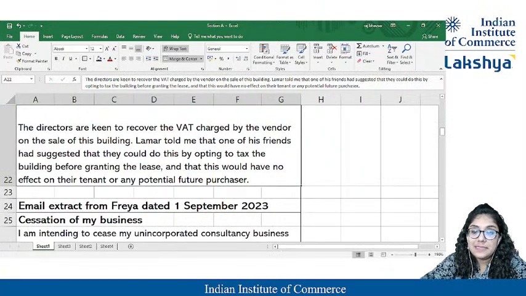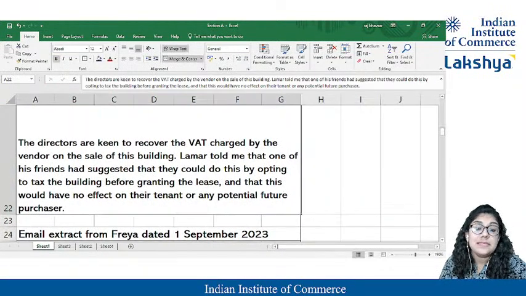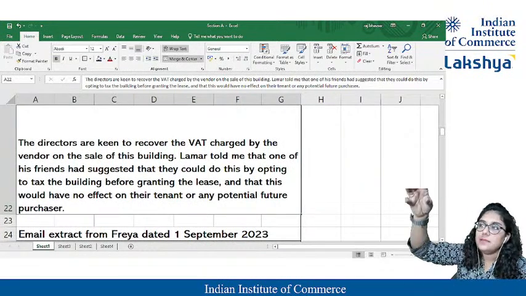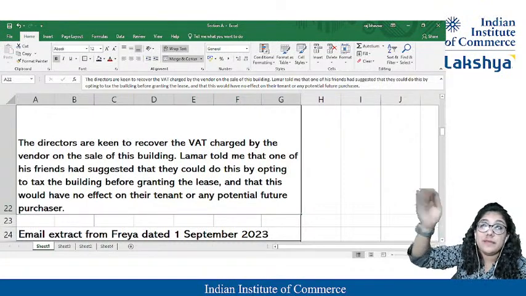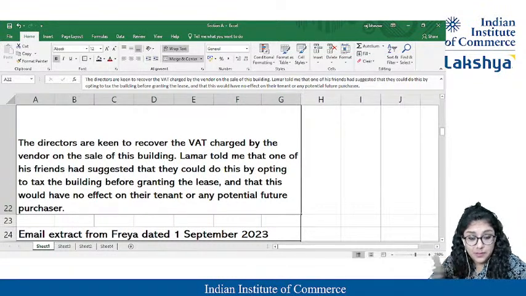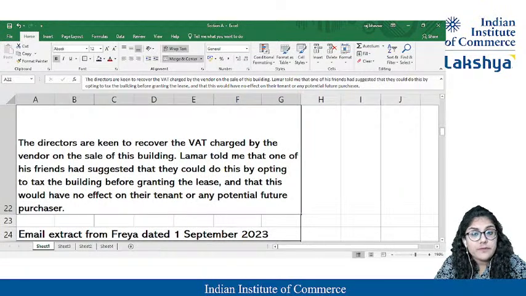The directors are keen to recover the VAT charged by the vendor on the sale of the building. So they purchased it, and maybe the vendor sold the building and attached VAT on it. Lammer told me that one of his friends has suggested that they could do this by opting. So I need to tell him whether his friend who suggested it was right or not.